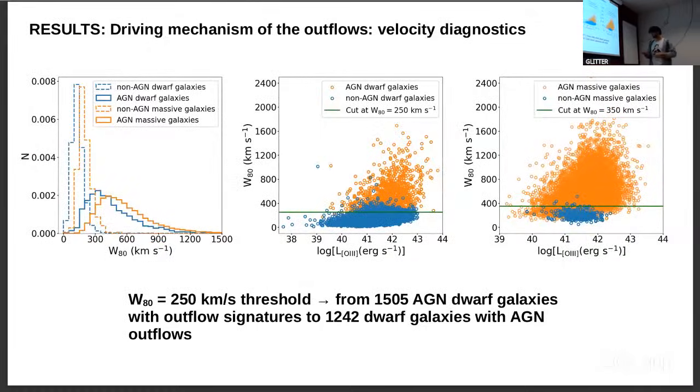This becomes clearer when we compare the W80 velocity distribution of these four samples of AGN, non-AGN, dwarf, and massive galaxies.